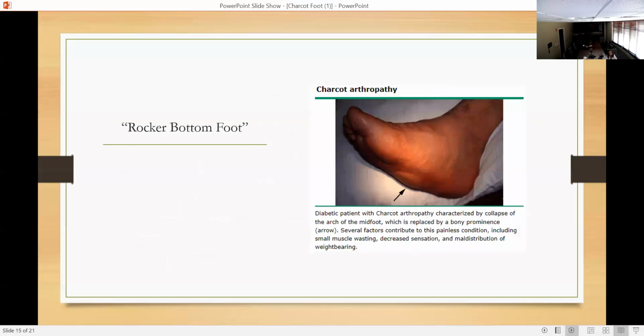Next slide. So this I've seen many times. This is what we call a rocker bottom foot. You can actually see the arch in the foot has been collapsed. And then this point of area where the arrow is pointing, they have a bony formation, and sometimes they get calluses in those areas. It's not a normal area of pressure, and so that does increase risk for skin breakdown. Next slide.